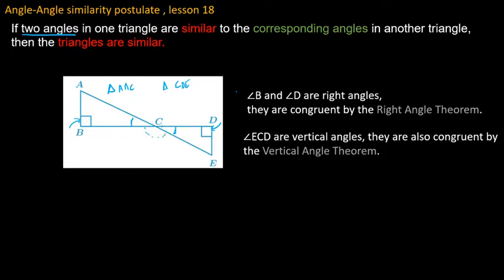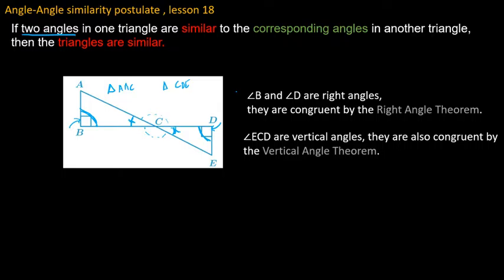So this guy is congruent to that guy, and this guy is congruent to this guy by the vertical angle theorem. Again, it's two intersecting straight lines. Anyway, so now I've established a second pair of corresponding angles that are congruent. I know that B is congruent to D, that's my first set of angles, and I know that this angle, we'll call it ACB, is congruent to ECD. That's my second set of angles.